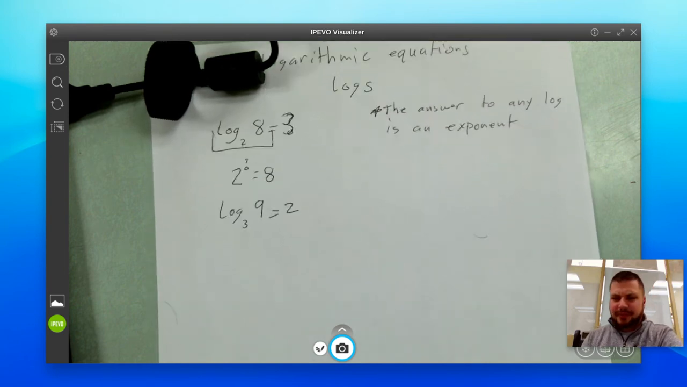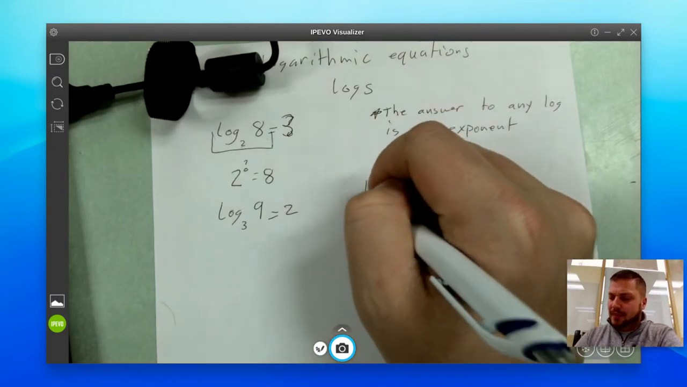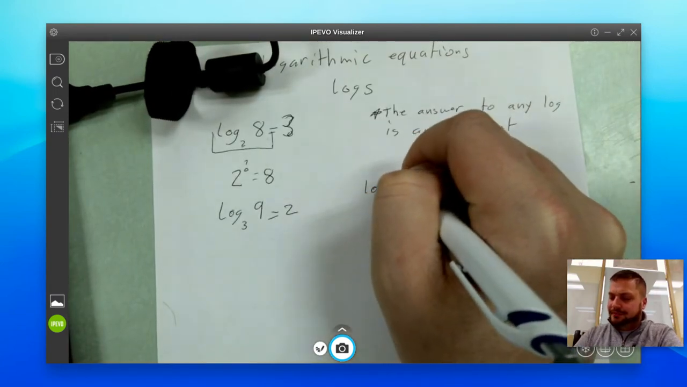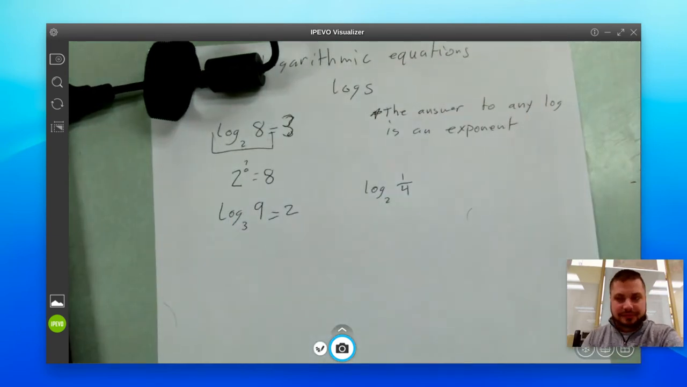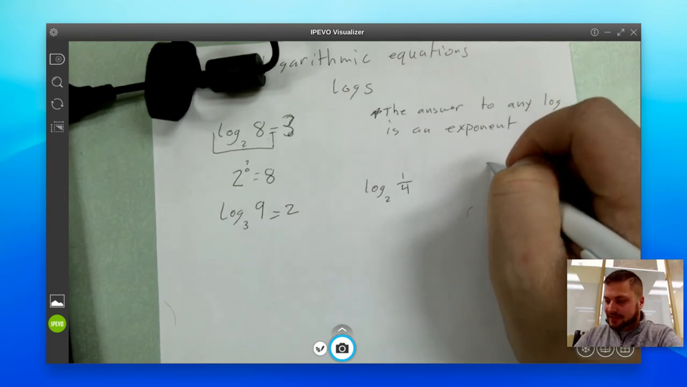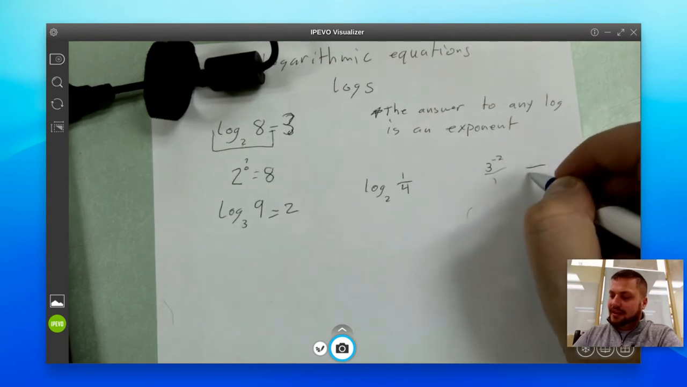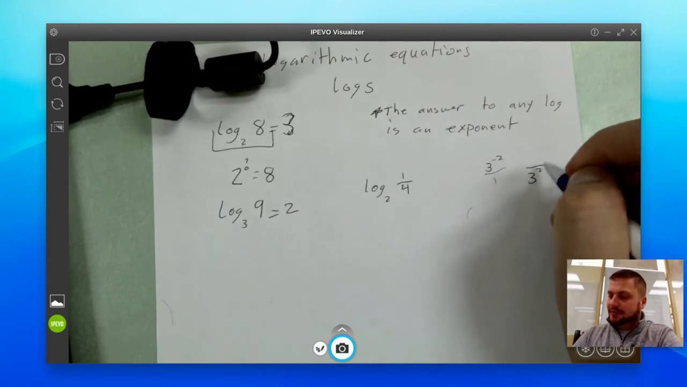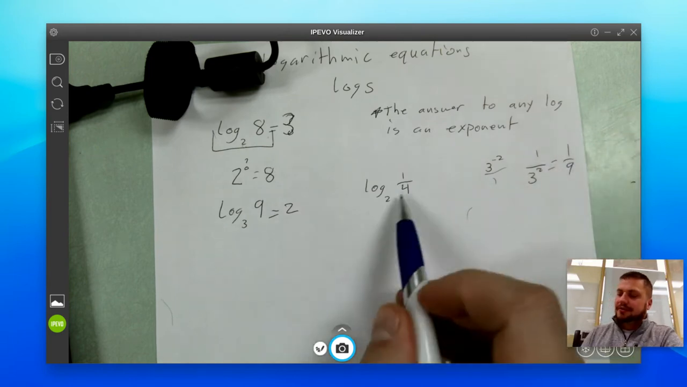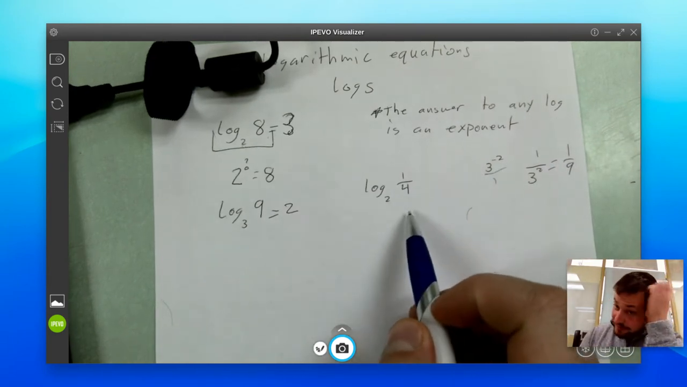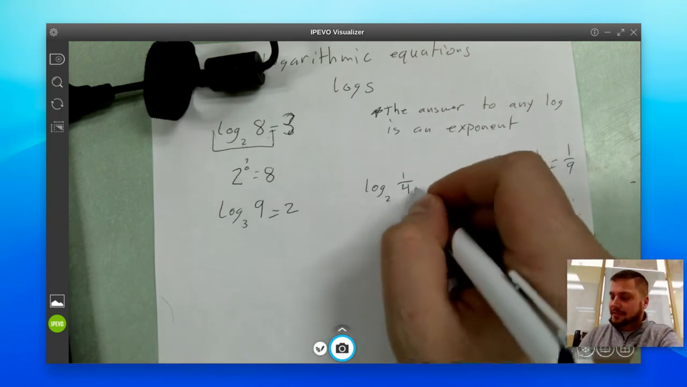Let's go through a couple that might make you think a little bit more. How about log base 2 of 1/4? So what exponent makes a 2 become a 1/4? Well, remember what our negative exponent rule is. Anything with a negative exponent, for instance like 3 to the negative 2 power, that thing moves to the other side of the fraction, so it would move to the bottom, and the exponent would become positive, so that'd be 1/9. So what exponent would make the 2 not only move to the other side of the fraction, but also become a 4? That would be a negative 2.